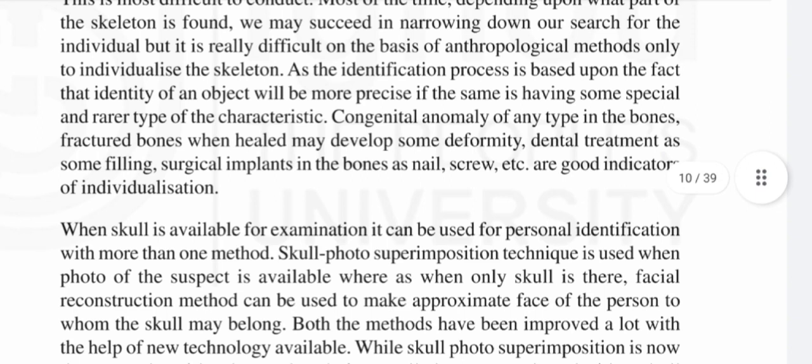What are the other characteristic features that can lead to his or her identification? This is most difficult to conduct most of the time, depending upon what part of a skeleton is found. We may succeed in narrowing down our search for the individual, but it is really difficult on the basis of anthropological methods only to individualize the skeleton, as the identification process is based upon the fact that the identity of an object will be more precise if the same is having some special and rarer type of characteristic.